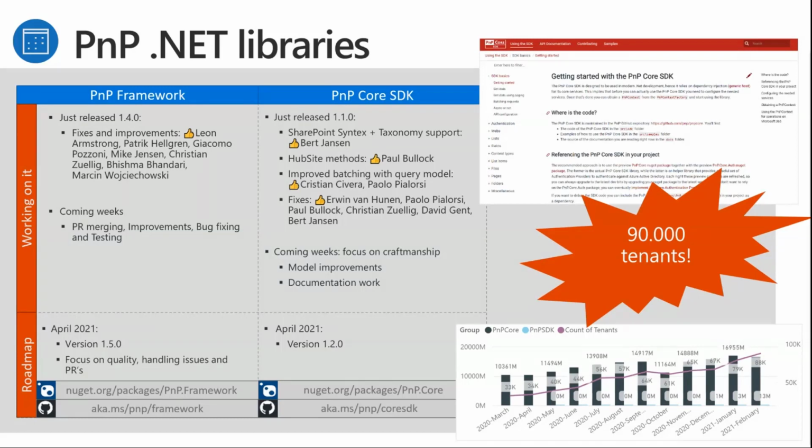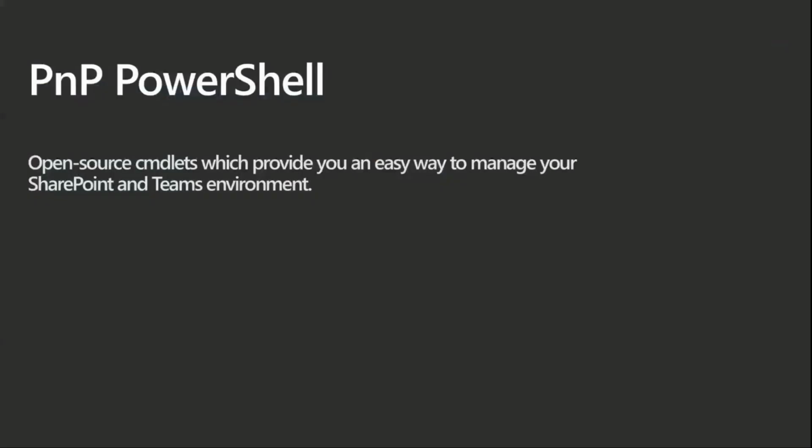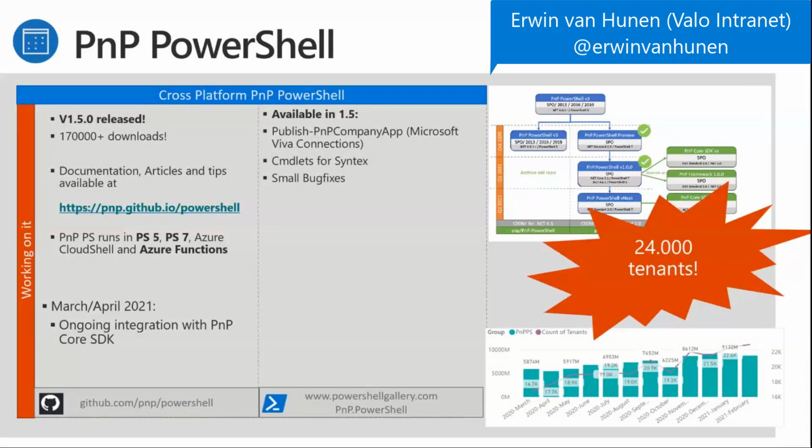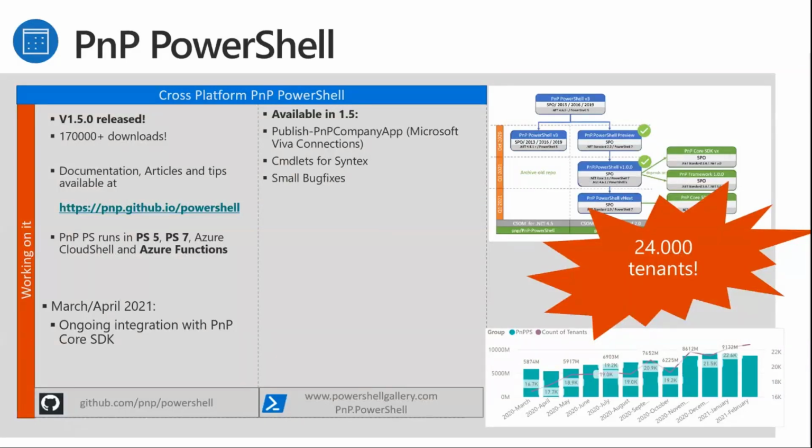And then let's jump to the PnP PowerShell updates, and that's going to be done by Erwin. Yep. So just as Core and Framework have a new release, PnP PowerShell too, because we make use of the same libraries. So we released 1.5. We're actually ahead in versioning. We're leading there.